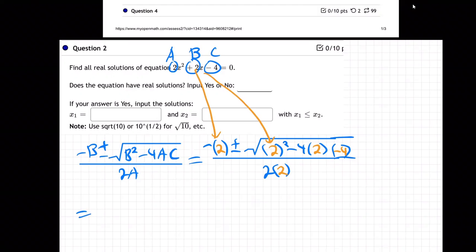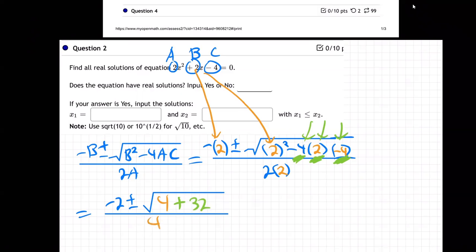So what becomes of that? Well, now that's going to be negative 2 plus or minus the square root. So what's that going to be? That's going to be 2 squared, which is 4. Now watch here. The signs are important. See how this is negative times positive times negative. So when you multiply those three things together, they're all multiplying together, right? Just count your minus signs. 2 minuses is a plus. So that's going to be plus. And then just take your calculator. 4 times 2 times 4 is 32. Over 2 times 2, which is 4 on the bottom. And so keep going.